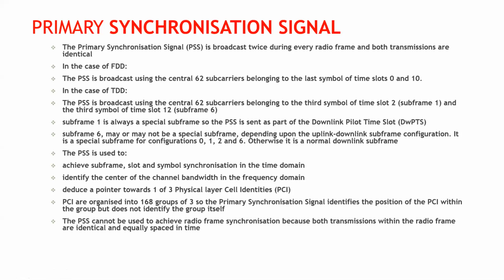itself. So PSS cannot be used to achieve radio frame synchronization because both transmissions within the radio frame are identical and equally spaced in time. Hence, PSS cannot be used for achieving the radio frame synchronization. The SSS, the secondary synchronization signal, is used for radio frame synchronization.